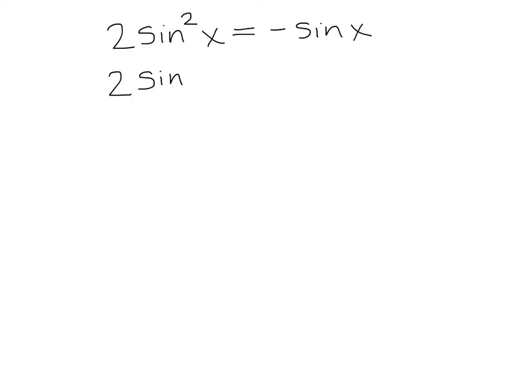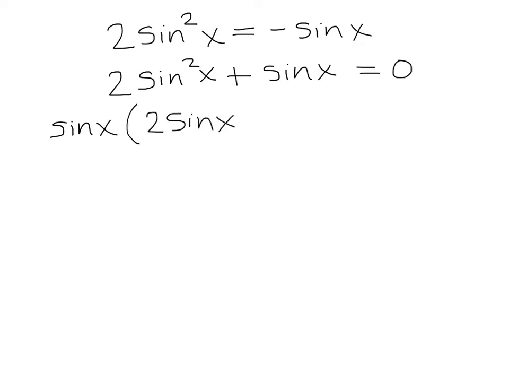When I look at problem number 5, I notice that there are only 2 terms in this problem. I have 2 sine squared x equal to negative sine x. I'm going to bring the negative sine x to the left side and set the equation equal to 0. 2 sine squared x plus sine x equals 0. When I look at these 2 terms, I notice that they have a common sine x. That is the GCF. You need to factor that out front. So you get the sine of x multiplied by 2 sine x plus 1 equals 0.